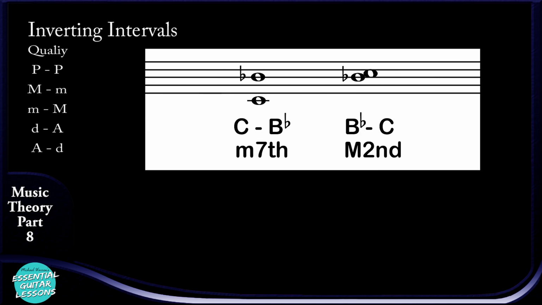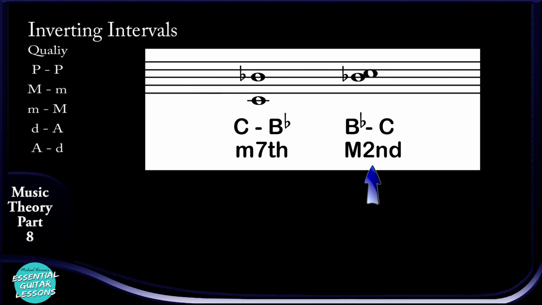What if we did C to B flat, which is a minor 7th interval? So we make it B flat to C. This time minor becomes major, we swap our qualities. So we have a major quality. Then we have 9 take away 7 and we end up with 2. So we have a major second interval there, B flat to C.